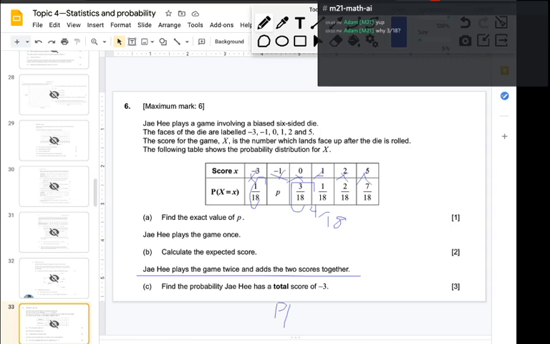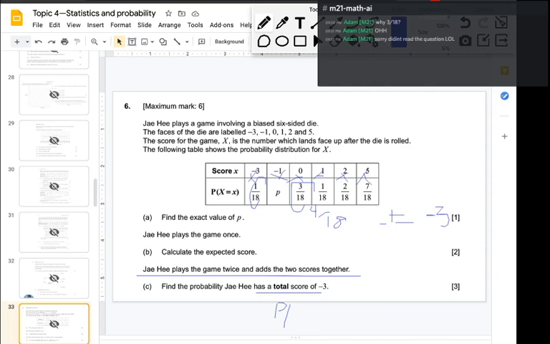Because it's a total score. You need to find the combinations of when you roll the dice 2 times, you get minus 3. Something score plus something score equals minus 3. You need to find the possible combinations of this. And for here, it's only 0 and minus 3.